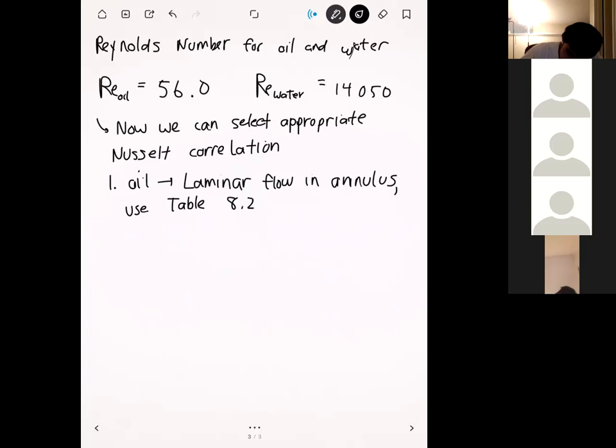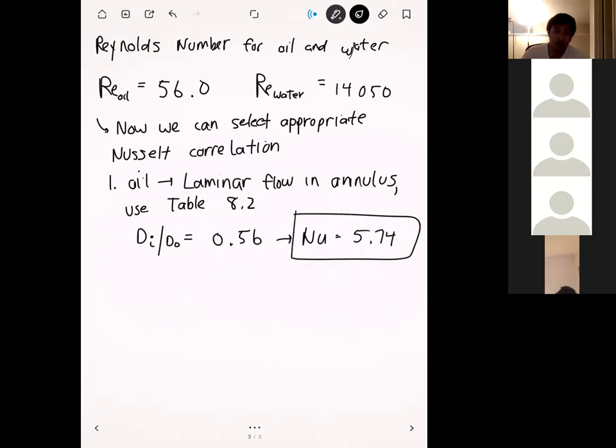Remember, to use that table, you have to take the ratio of the inner diameter and the outer diameter. For this case, we have Di divided by Do, and we get a ratio of 0.56. If we look this up on the table, what we find is that the Nusselt number should be 5.74. All right, and so that's good.